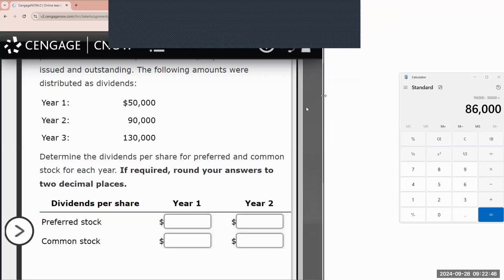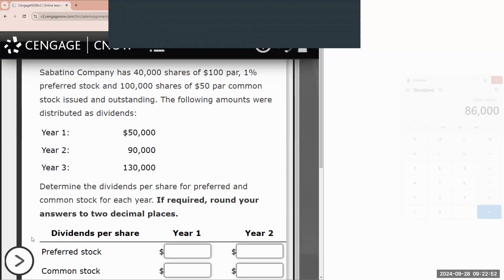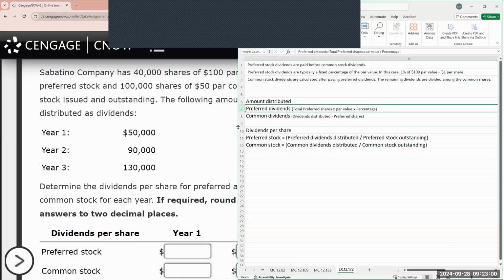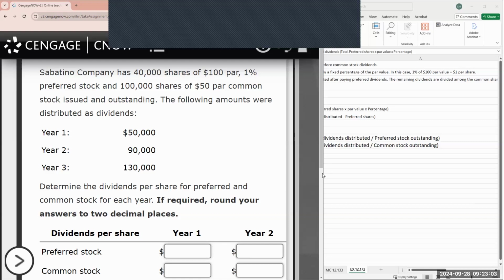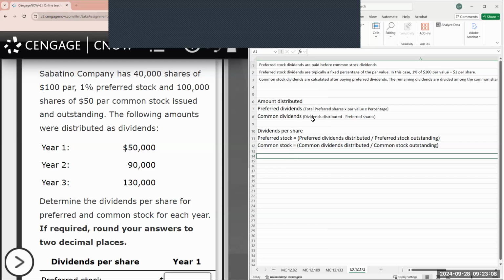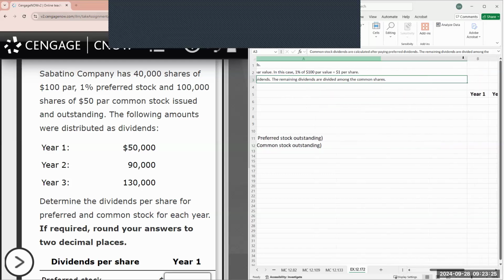So this brings us to our next question, and here it asks us to determine the dividends per share for preferred and common stock for each year. All right, so some key things to keep in mind: when we are dealing with stock, we have what's called preferred and we have what's called common stock. So preferred stock dividends are paid before common stock dividends are paid. Preferred stock dividends are typically a fixed percentage of the par value, and common stock dividends are calculated after paying the preferred dividends, and then the remaining dividends are divided among the common shares.